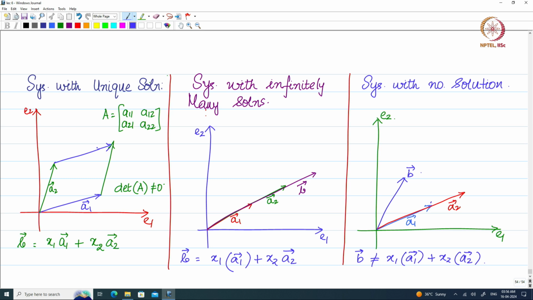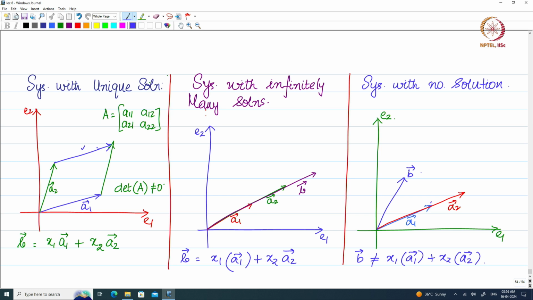If you look at the system with infinitely many solutions, then you have already seen that this parallelogram has already degenerated to a line, which means the area is going to be 0. Whether it has infinitely many solutions or no solution depends on the value of the right hand side B vector. If B is along the same direction as the columns of the matrix A, then you get infinitely many solutions. If B is in a different direction, then you are not going to get any solution at all.